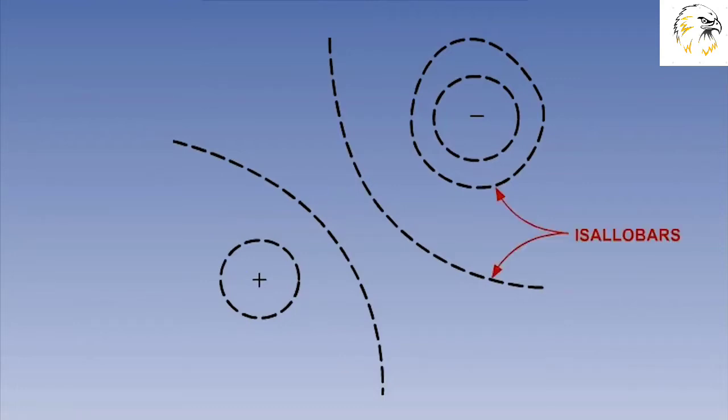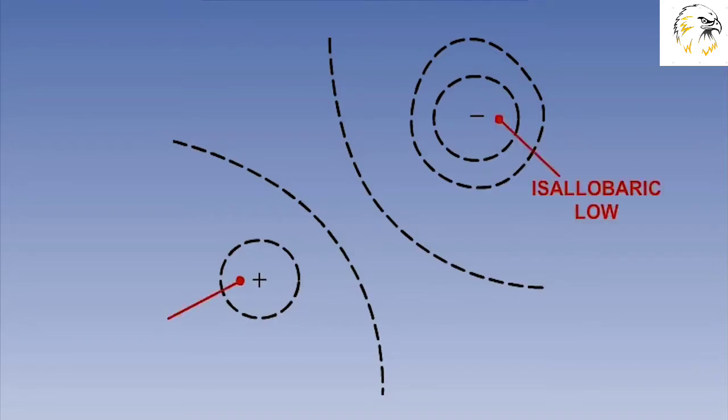These lines join places of equal pressure change, or tendency, during the 3 hours preceding the time of observation. These charts are very useful in showing how rapidly the pressure is changing in an area. Regions of falling pressure are shown by closed concentric negative value isallobars. These are called isallobaric lows.